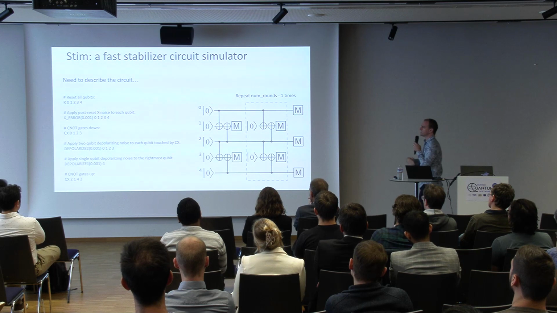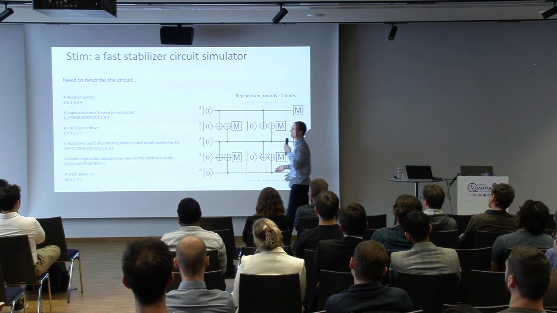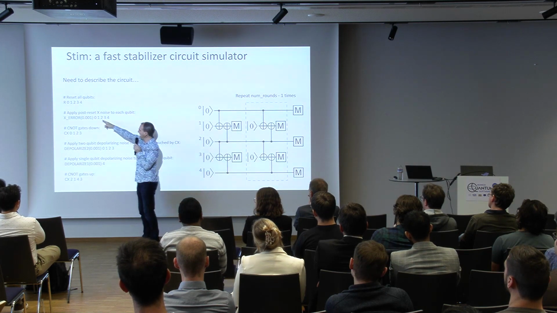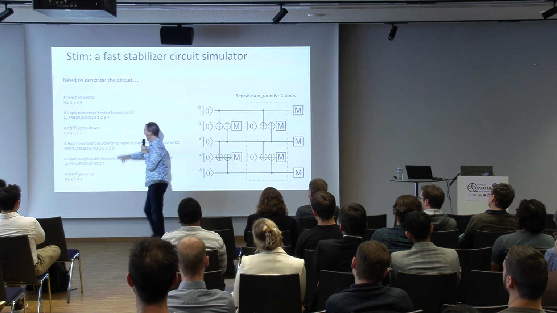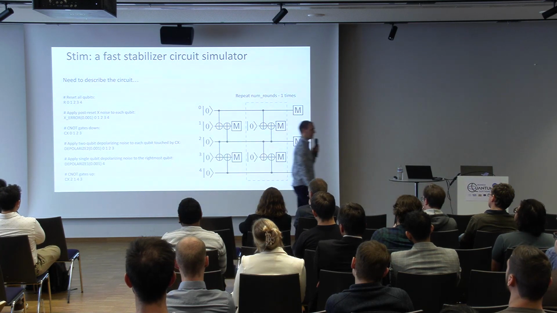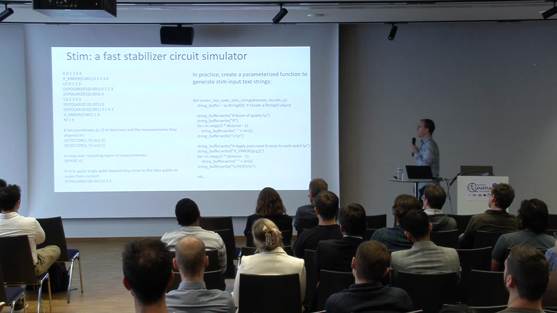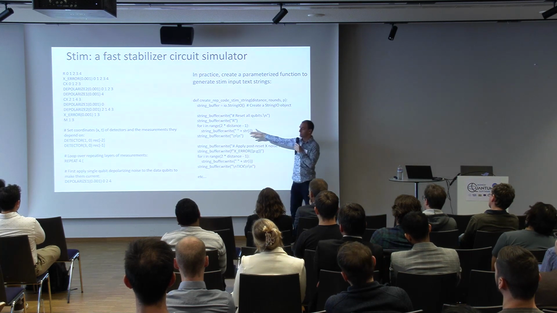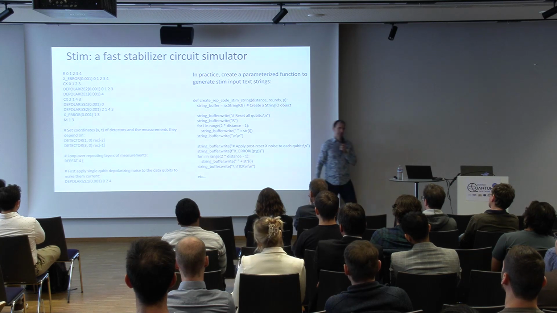So you need to specify it in a .sim file, which is just a text file, which is very similar to many other ways of specifying a quantum circuit. We start off by resetting our qubits, apply errors. Do C-NOTs from the 0th to the first, from the second to the third, apply 2 qubit noise, and so on. You can also specify loops. And in practice, you would write a Python script, for example, that generates the STIM file for arbitrary code distance, number of rounds, and error rate.